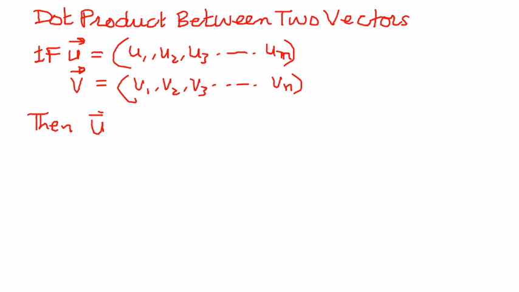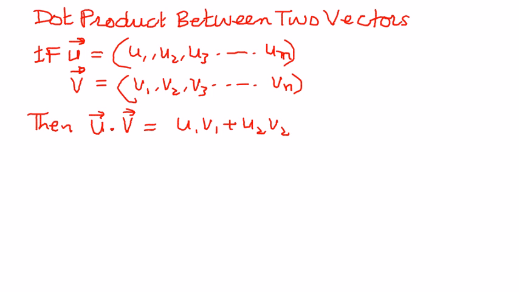u dot v, read as the dot product of u and v, or we can also read that as u dot v. This is called the dot product. It is given to us as u1 v1 plus u2 v2.